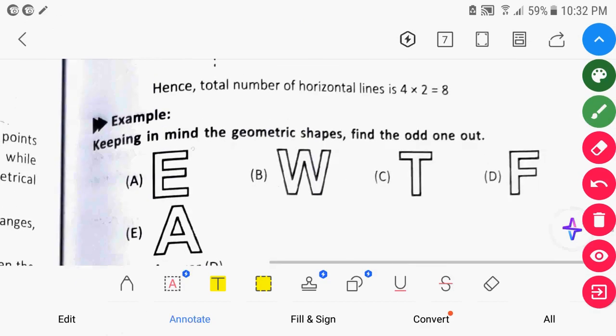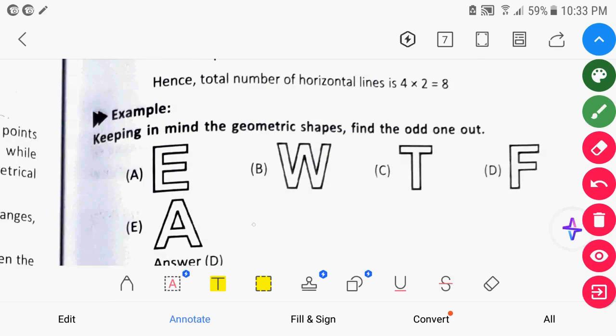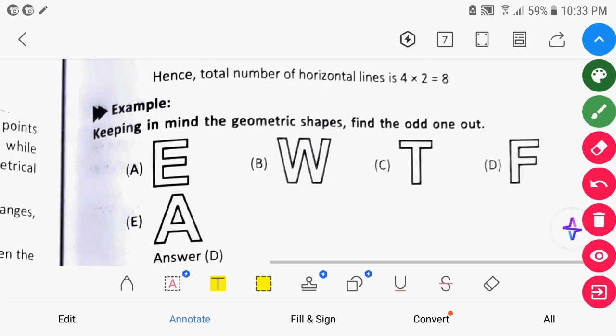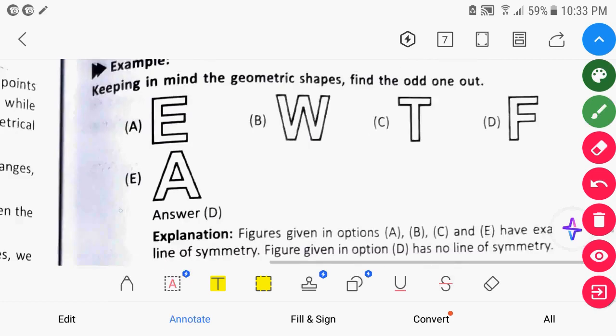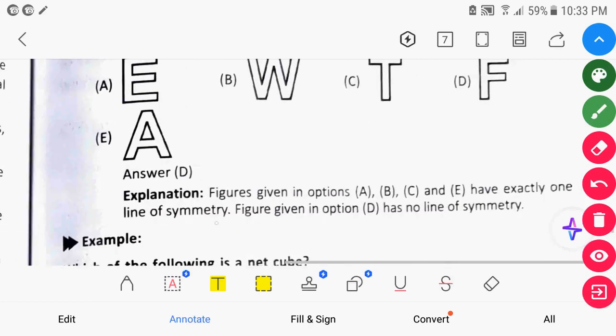Now the next is, in this shape find the odd one out. Now which is the odd one out in this shape? So answer D is the odd one out. Why? I will show. In the figure given, A, B, C, E are exactly one line symmetry.